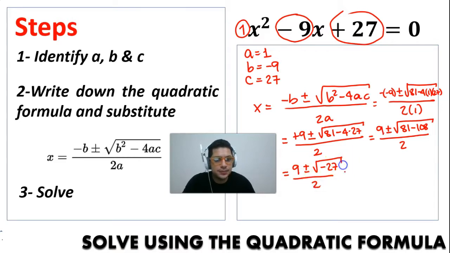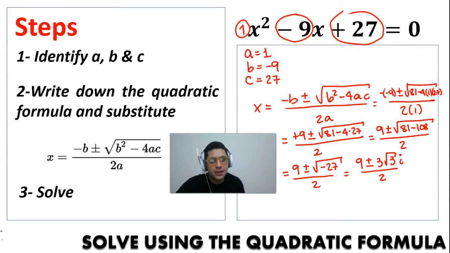Now guys, whenever we take the square root of minus 27, you have to know that the square root of a negative number is an imaginary number. And when we do that, we're going to get that it is 9 plus or minus 3 square root of 3i divided by 2. And that is pretty much going to be our answer because the 2 can no longer divide the 9 or the 3 into whole numbers, so we can just leave it like that.